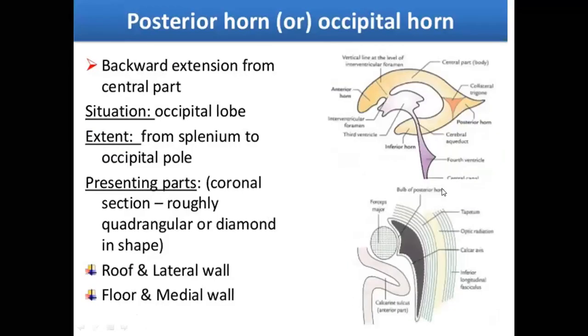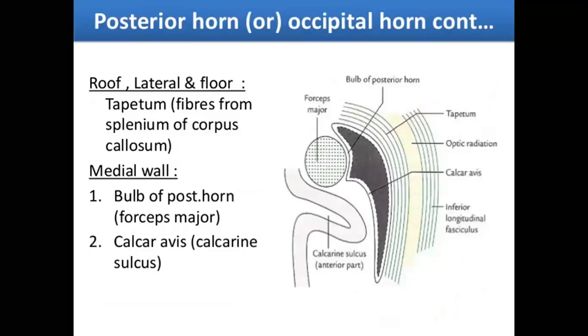Now we come to the posterior horn. This is the diagram. With this diagram, you can make the diagram and explain. The posterior horn is the extension of the cavity posteriorly into the occipital lobe. It extends from the splenium of the corpus callosum to the occipital lobe. It has roof and lateral wall, floor and medial wall. This is the roof and lateral wall.